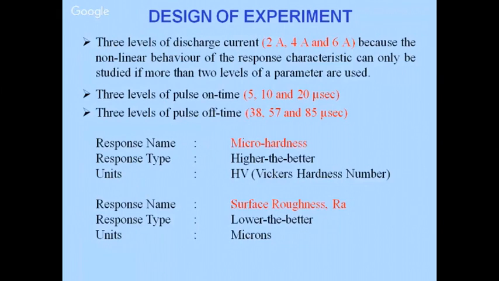Now the response characteristics, I have taken 2. After conducting this machining operation, I have taken hardness of the machined surface. So obviously, higher the better. This is the characteristic of my response parameter. I have taken second one, surface roughness. So deliberately I have taken 2 such responses, one of which is higher the better, other one is lower the better. Surface roughness I want minimum, isn't it?